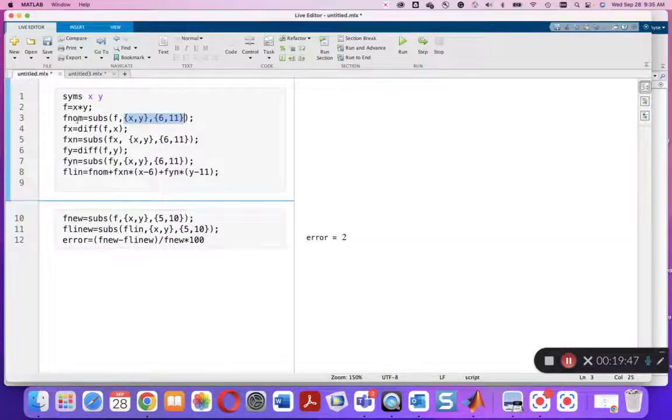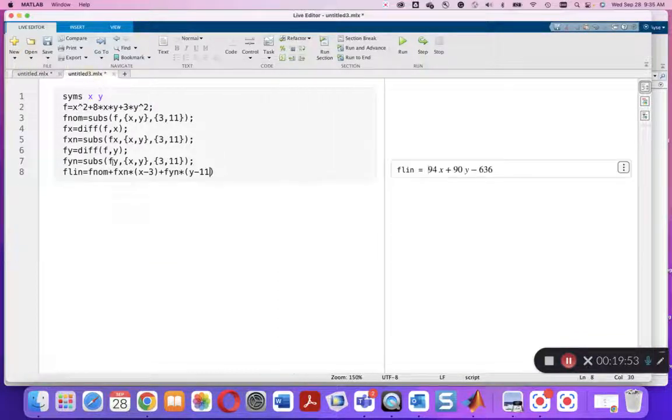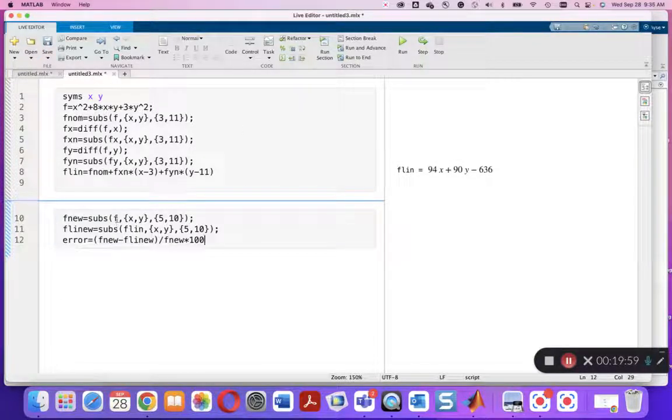And I will go back to Matlab. I will bring this whole part. Let's copy this, go back here. I will have a section break and Control V. Now in f, x and y, we are going to use our new values 0 and 5. And in the linearized equation, let's use exactly the same numbers, 0 and 5.